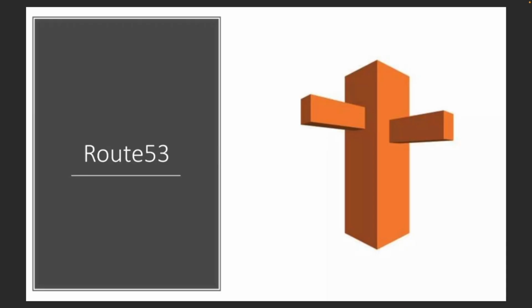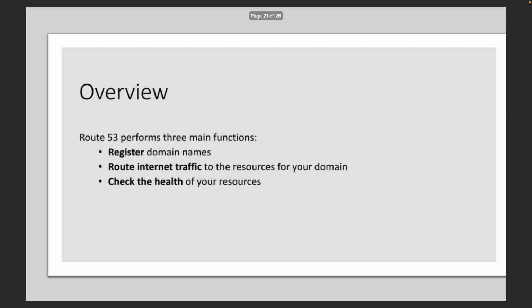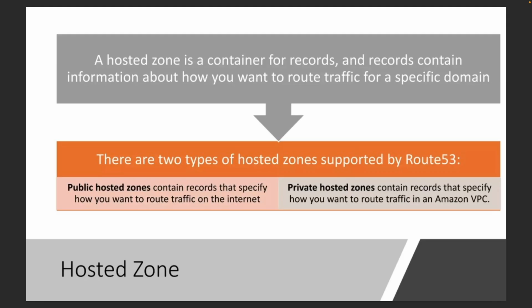So now we're going to take a look at Route 53. Route 53 is AWS's highly available and scalable domain name system. Let me explain how it organizes DNS records. A hosted zone is a container for records, and records contain information about how you want to route traffic for a specific domain. Think of a hosted zone as a database for your domain routing rules.